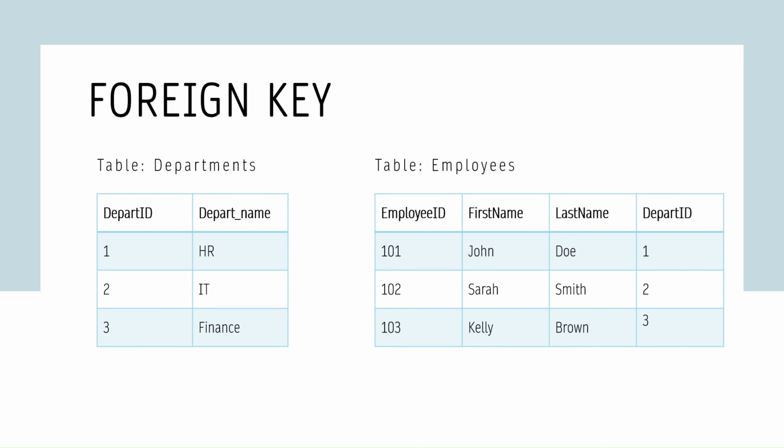So what the foreign key does is it ensures that the department ID value in the employees table must match an existing department ID in the departments table. Okay, so that's what the foreign key does. But there are a few rules: you cannot insert an employee with a department ID that does not exist in department. And if you delete a department and it has employees referring to it, you will get an error unless you use on delete cascade or handle it manually.